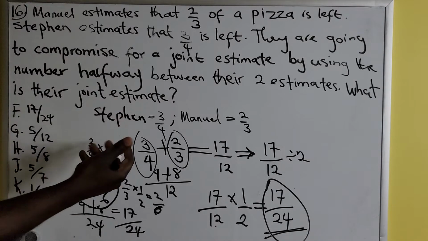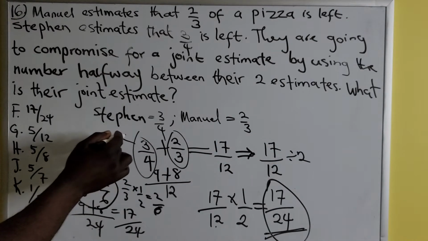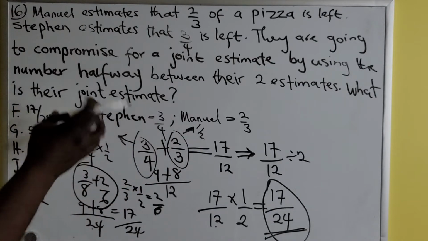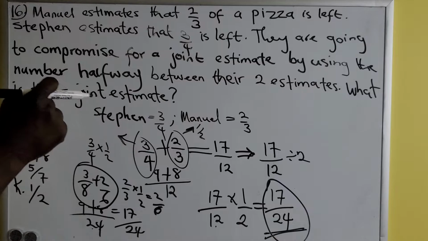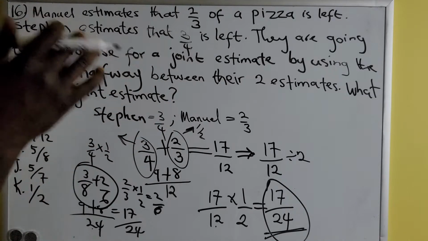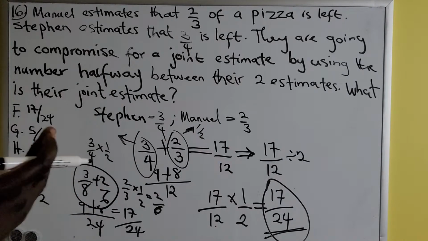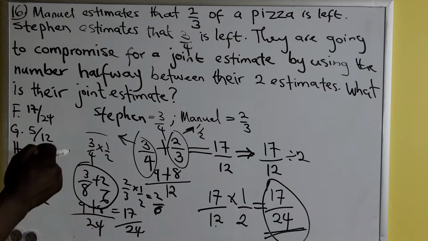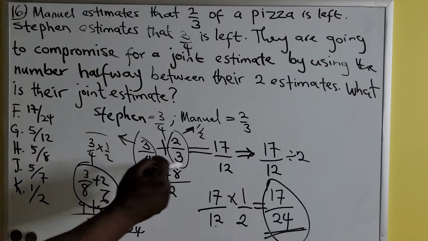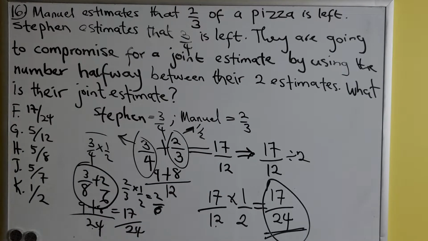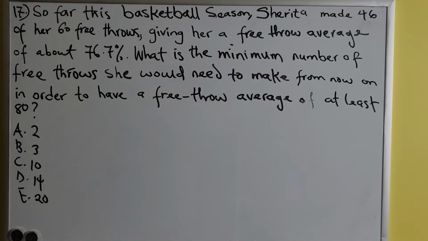The first way is this method. The second way is to find the half, because since they compromise, find the half of their estimate and then get that half and combine it. So it's like you're taking the half of their individual estimate and combining that half to give you what their joint estimate is. So you can go through this long process and you can go through this short process by just finding their total estimate and then halving it, and then you get your answer. So here the answer is F, 17 over 24.